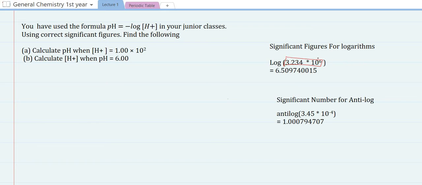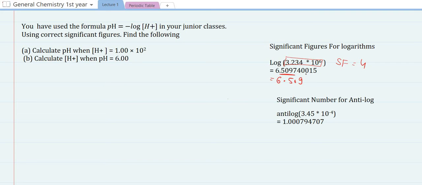From our previous lesson, we are clear that 3.234 has four significant digits, and we have evaluated its logarithm as this. Now, what would be the significant figure? If we talk generally, it should be three digits, meaning it should be 6.509.